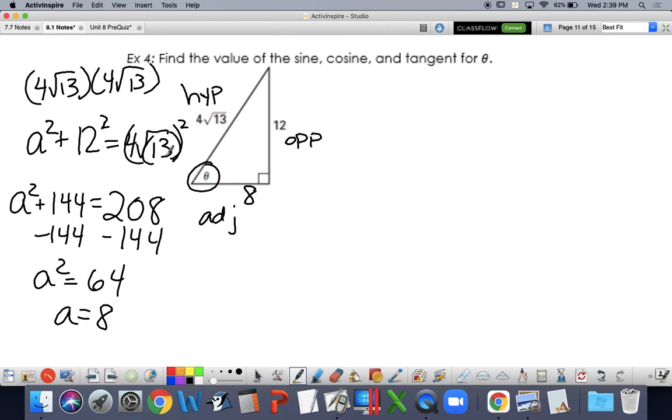So now that we have all 3 of our sides and they're all labeled opposite, adjacent, hypotenuse, let's go ahead and fill out all of these different values here. So let's start with the sine of theta. Well, that square root of 13 is going to mess it up. It's going to make it a little bit harder. So sine is opposite over hypotenuse. So 12 divided by 4 square root of 13.